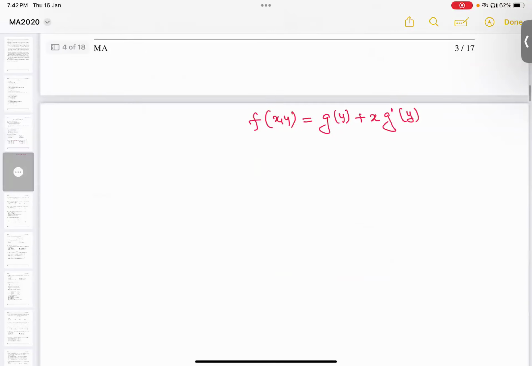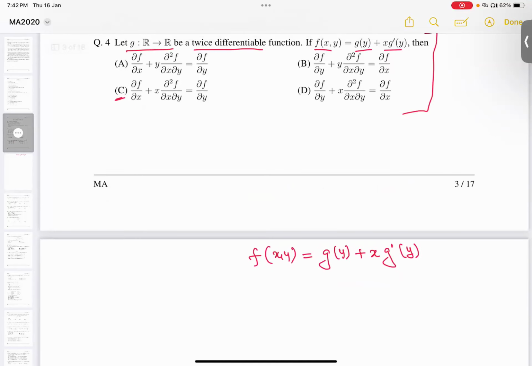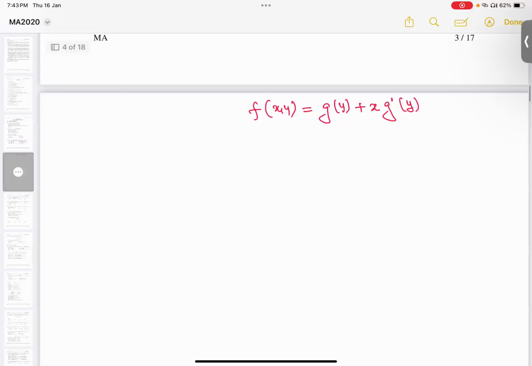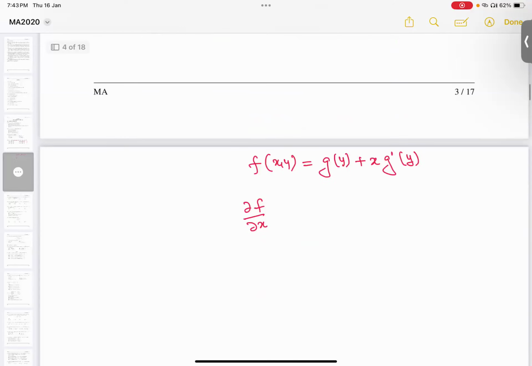So let's try. So we need to calculate. See, in all the options, del f upon del x is available, del f upon del y is also available, and del 2f upon del x del y is also available. Right. So let's calculate this part. First calculate del f upon del x. So this is actually equals to.